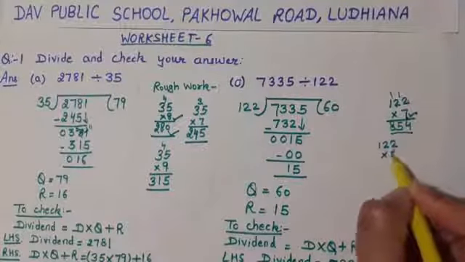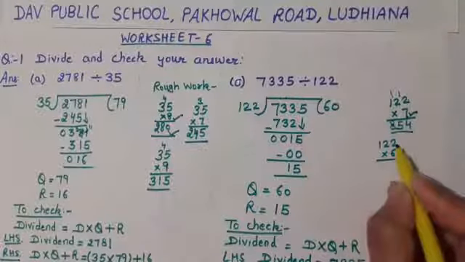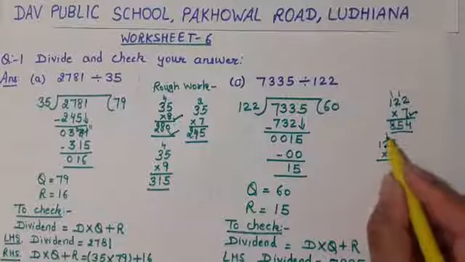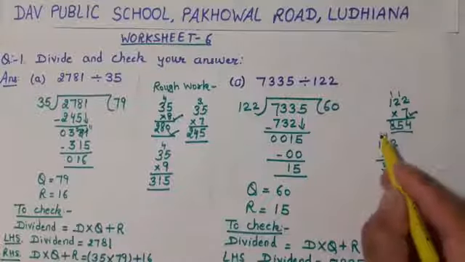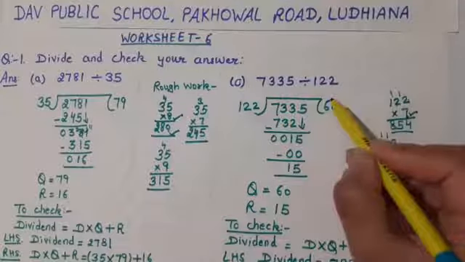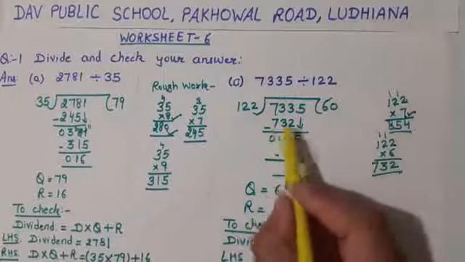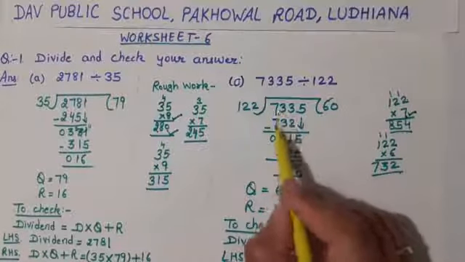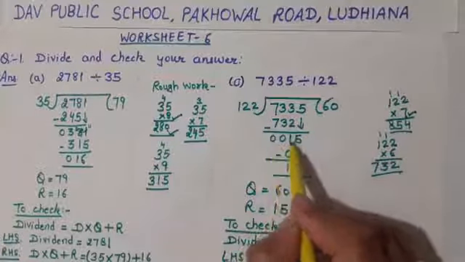122 multiply by 6. 6 2 ja 12, carry 1. 6 2 ja 12 again. 12 plus 1 13, again carry 1. 6 1 ja 6 and 1 7. 732. See, it is less than 733, right? So we will take 6. Now subtract. 3 minus 2 is 1. 3 minus 3 is 0 and 7 minus 7 is also 0. Here left is 1. So we will take one digit down, take 5 down.